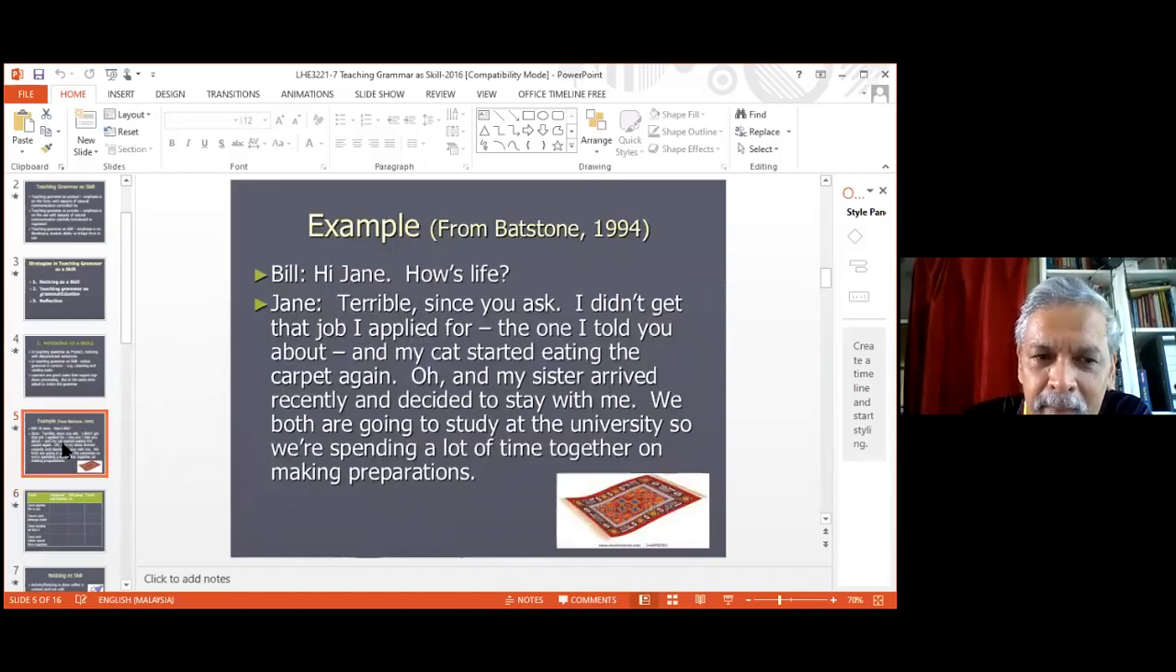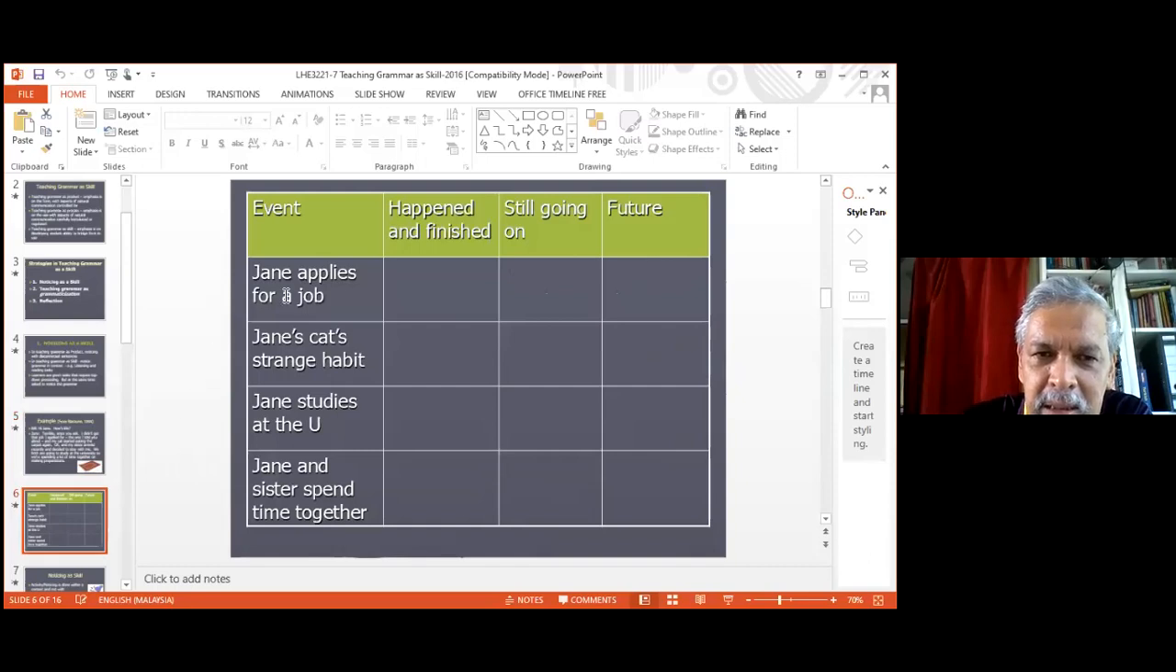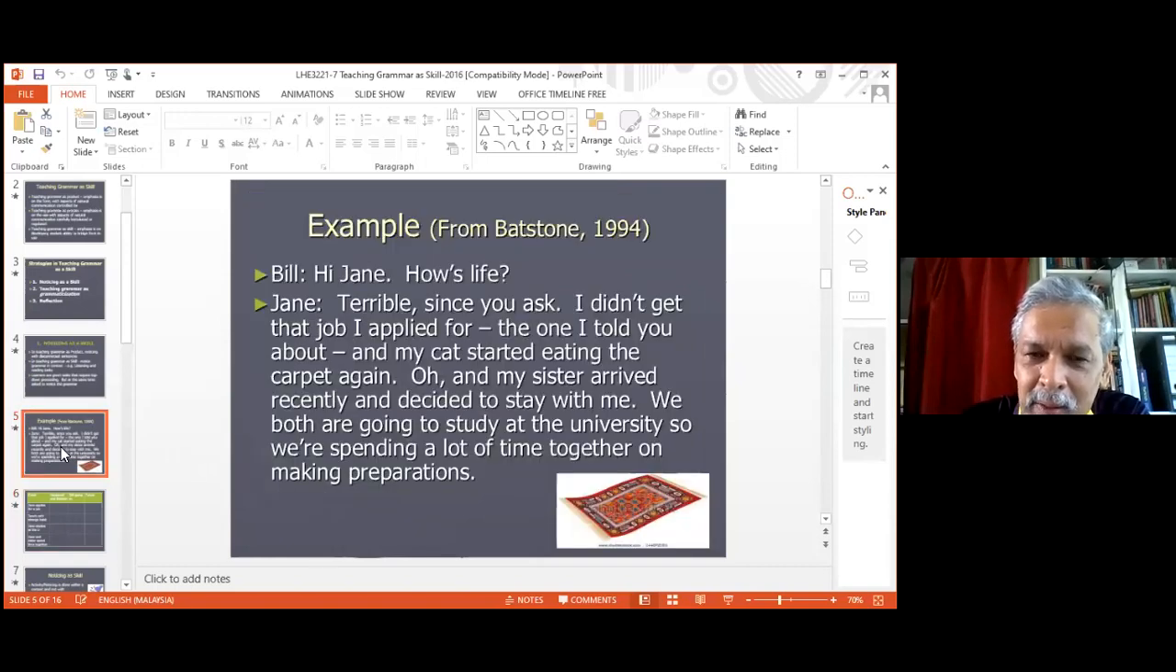So this is the task that comes together with this. The task is: Jane applies for a job. Has it happened and finished? Is it still going on? Is it something that's going to happen in the future? You should be able to answer this. Happen and finish. Okay, how do you know that?